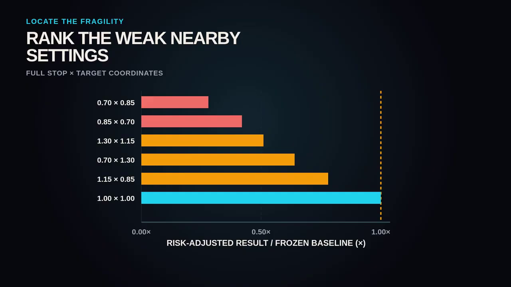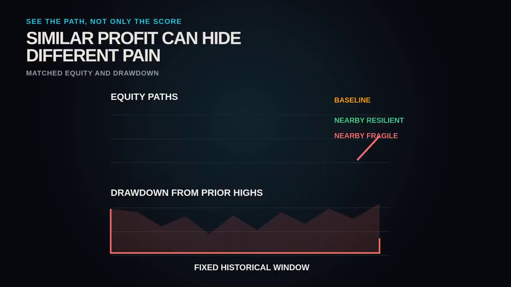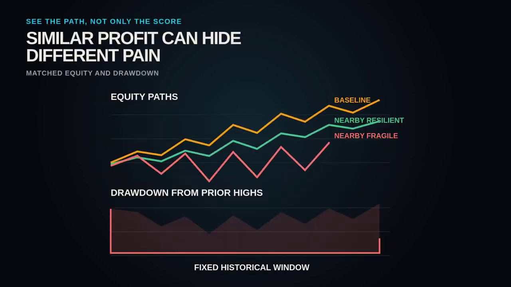Then inspect the path behind the score. Two cells can finish with similar net profit, yet deserve different interpretations. If one equity path suffers a much deeper drawdown before recovering, its risk-adjusted result is lower. Matched equity and drawdown panels show whether weakness came from less profit, more pain, or both.